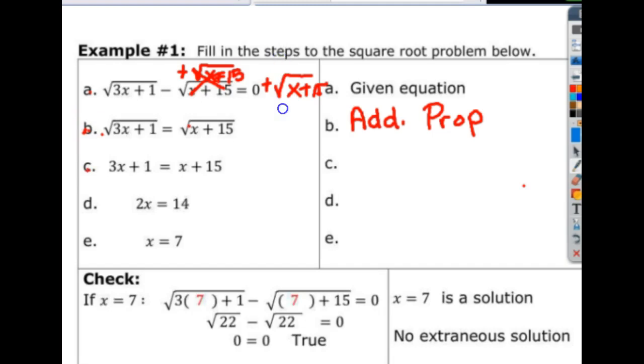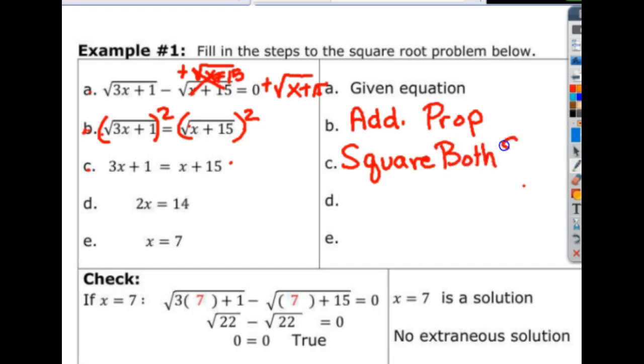Now, between step B and C, what happened? You see that the square root sign is gone? What do you do to get rid of a square root sign? Square both sides. So to get from here to here, you square both sides. And then it's just simply solving. Steps C, D, and E is solving like you would solve any linear equation.